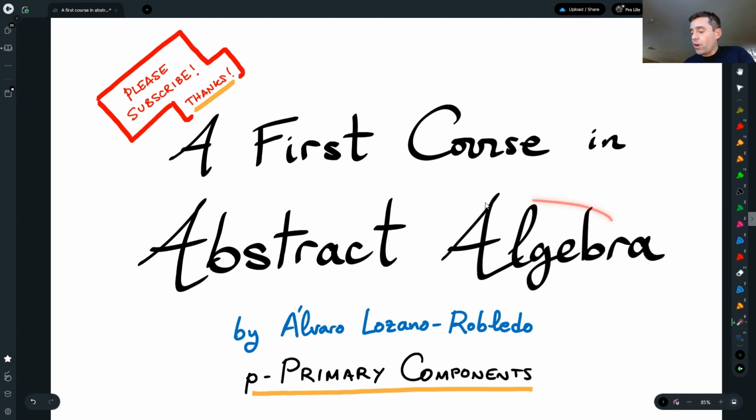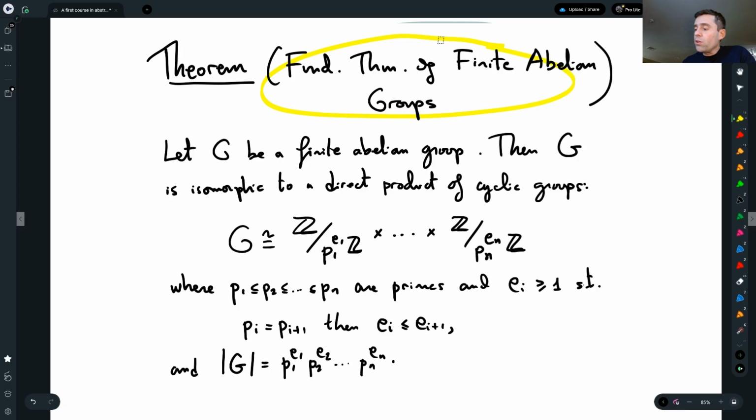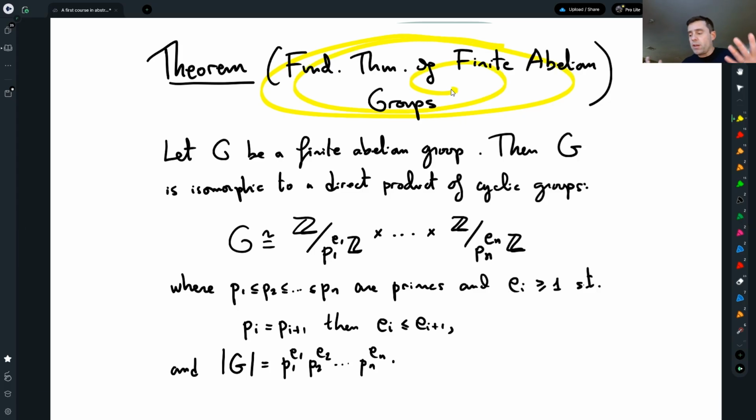Welcome back to Abstract Algebra. Today we're going to talk about P primary components. Why? Because remember that our goal right now is to prove what we call the fundamental theorem of finite abelian groups, which is a classification theorem for finite abelian groups.